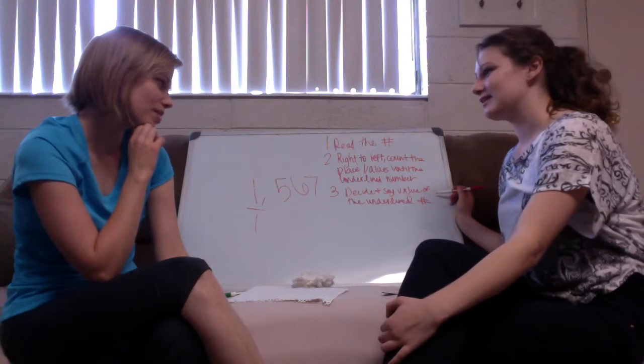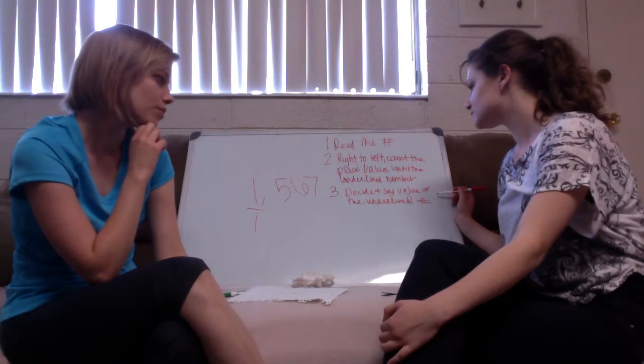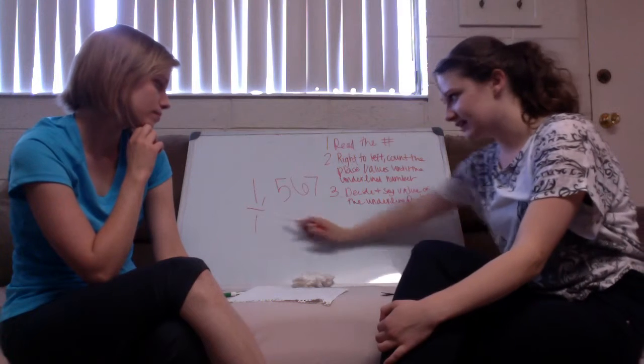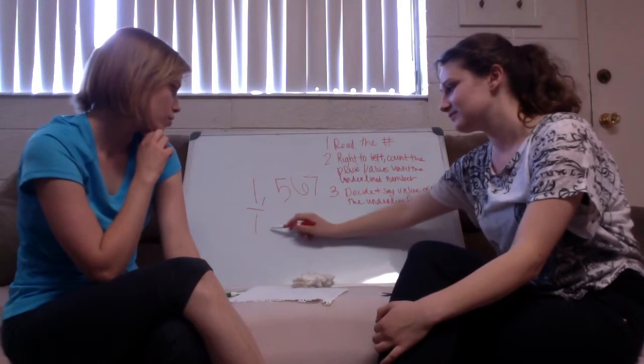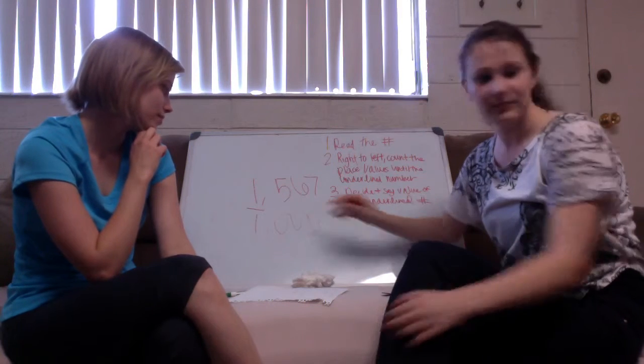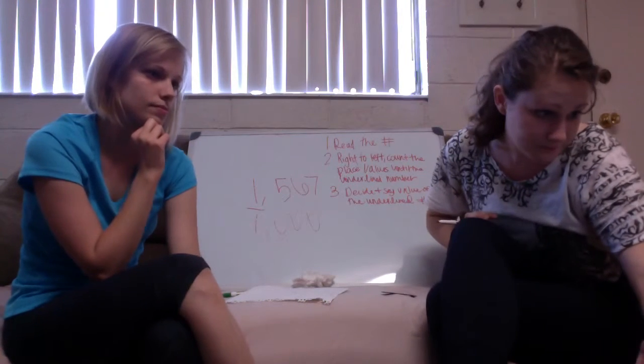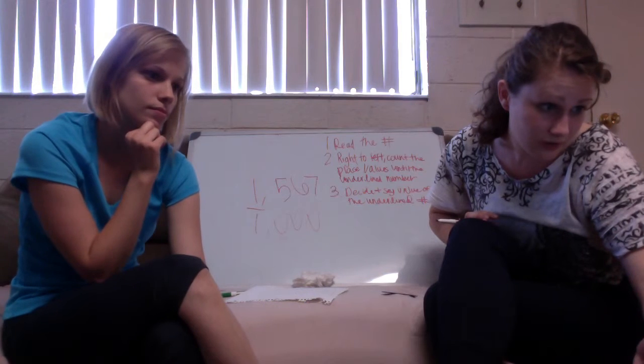All right. What's the last step, Brandy? Decide and say the value of the underlined number. Okay, so we decided the 1 is in the thousands spot. So what does that make the 1? 1000. Good job. That's perfect. Okay. Alright.